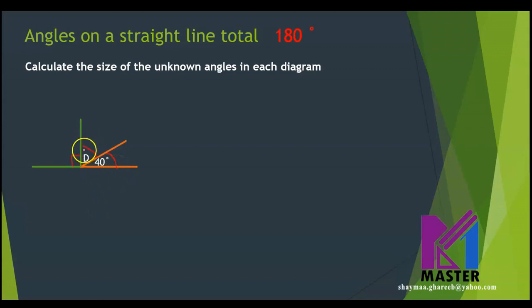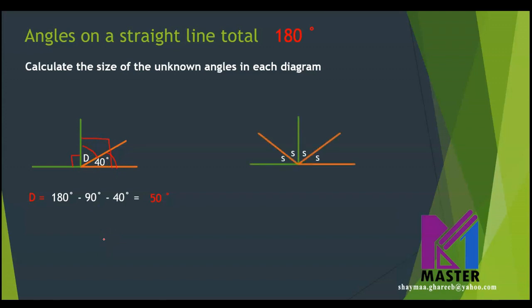So in order to calculate the size of angle D, I will subtract both angles from 180 degrees. So I will say angle D equals 180 minus 90 degrees, because this angle is a right angle, and we know that the size of the right angle is always 90 degrees. Then I will subtract the 40, which means 50 degrees at the end. So the size of angle D is 50 degrees. I can also find it in a different way. If this angle is 90 degrees, this means that these two together must be 90. So angle D equals 90 minus 40, which is 50 degrees as well.